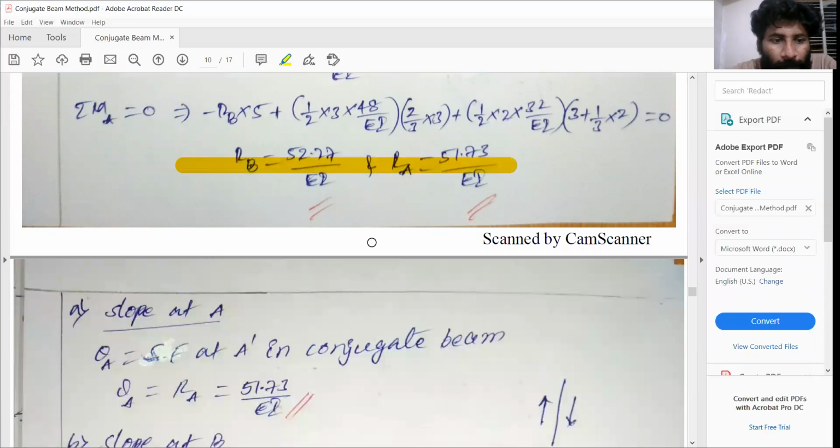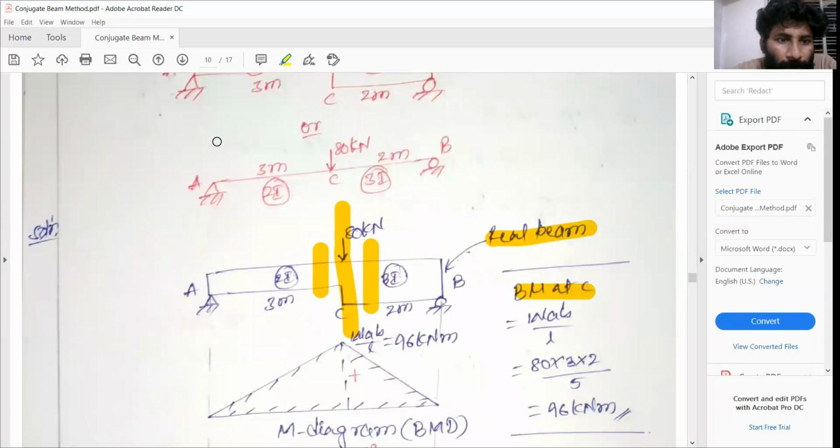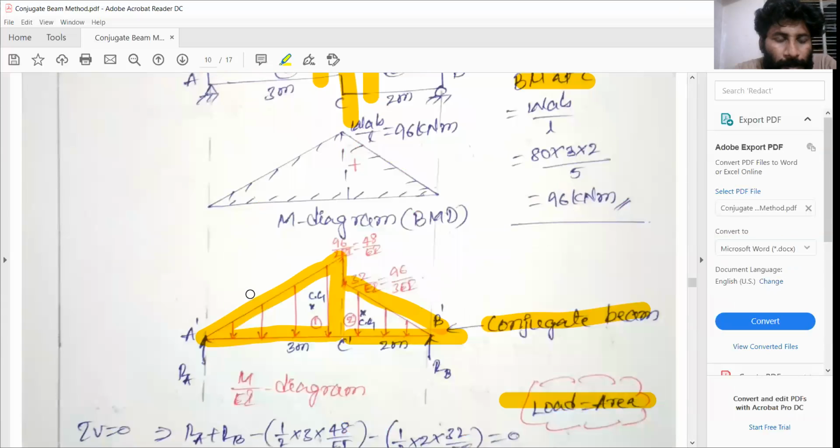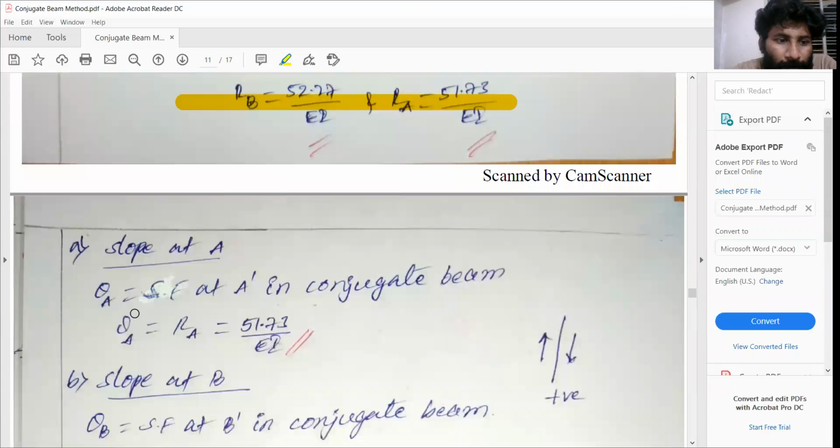Once we get RA and RB, we have to find the slope here. Slope means here in the original beam. To find the slope here, we have to take the shear force at the same section in the conjugate beam. Looking at the shear force left of this section, only RA is there. Therefore theta A is equal to the shear force at A in the conjugate beam. This is very important. Shear force at A in the conjugate beam. Therefore theta A is equal to RA, which is equal to 51.73 divided by EI.